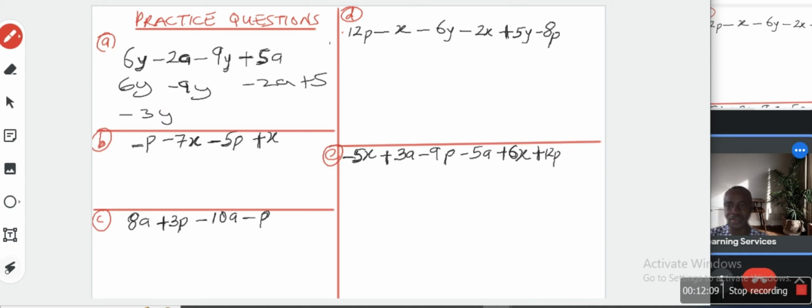All right. So you've collected the y, 6y and minus 9y, correct? You've collected the a, minus 2a and plus 5a, correct? So the final answer: 6y minus 9y is minus 3y because you have 6 and you're owing 9. All right, let's go. The other one.